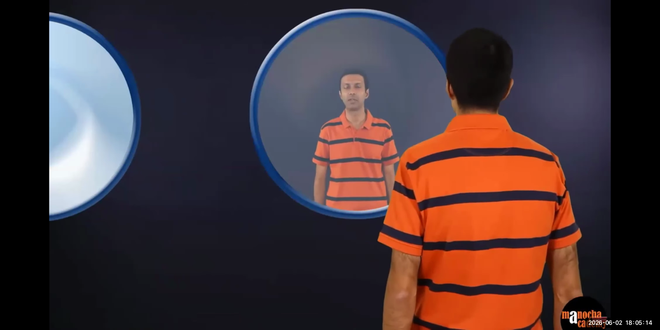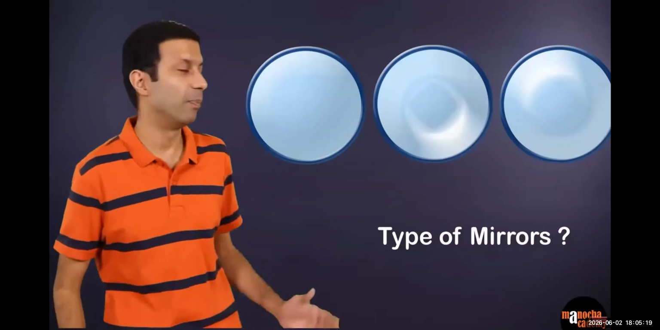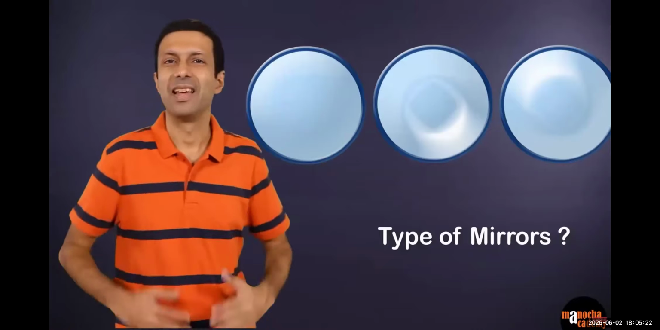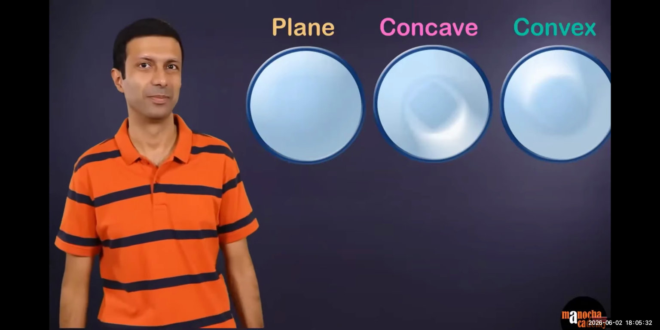Now if I stand in front of the third mirror, I appear to be shorter. Can you guess the type of mirror for each of these? That's right. The first mirror is a plane mirror. The second mirror is a concave mirror. And the third mirror is a convex mirror. Let's talk about the three mirrors. A plane mirror has a plane or flat surface. And I'm sure you must have noticed that when you stand in front of a plane mirror, you appear to be the same height. Now let's look at concave and convex mirrors.